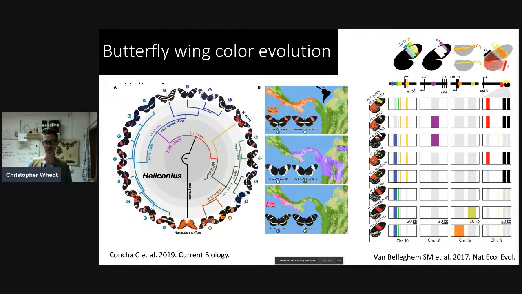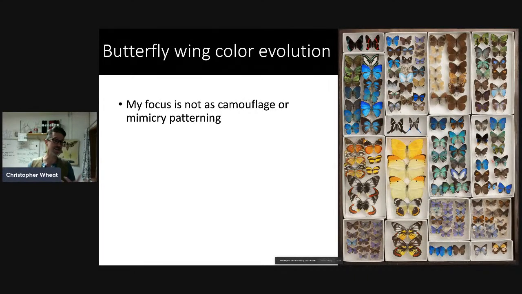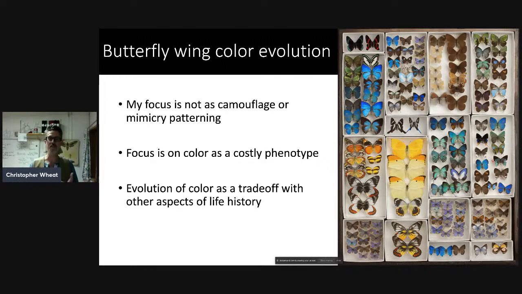And so there really is kind of an evo-devo wing color pattern toolkit that is emerging from this diversity of studies, and it's really quite amazing. But today, my focus is not on camouflage or these type of mimicry patterning studies. I'm actually focusing on color as a costly phenotype, and costly from a physiological sense. I'm thinking about the evolution of color as a trade-off with other aspects of life history.